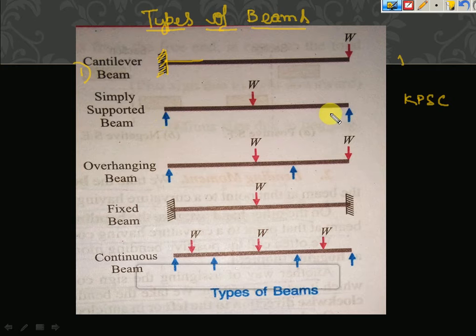See, this is the simply supported beam. It is supported at the two ends and the load is acting over here. Overhanging beam: one support is present here and the second support is present here. In this figure we can see it is overhanging only on one side. If you draw like this with some load, it is overhanging on both sides. Fixed beams, the two ends are fixed. Continuous beams means the supports are continuous.